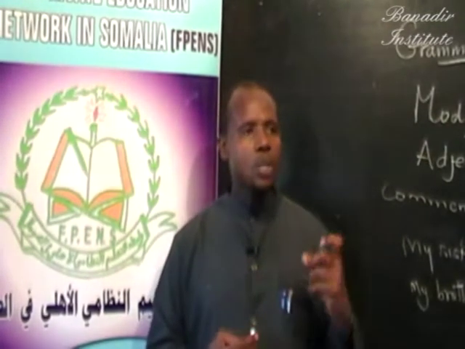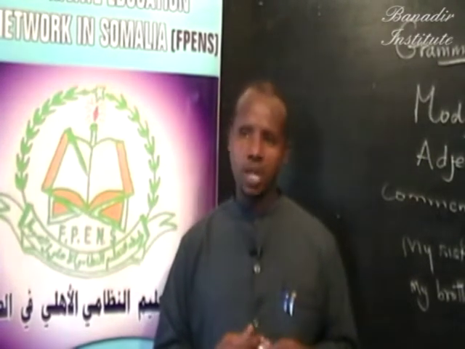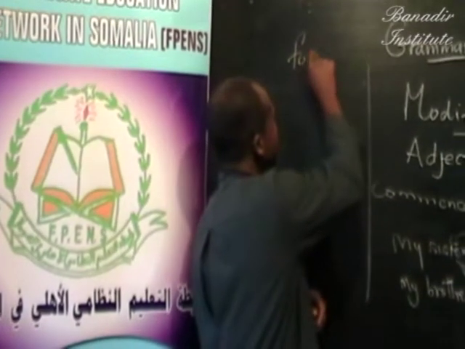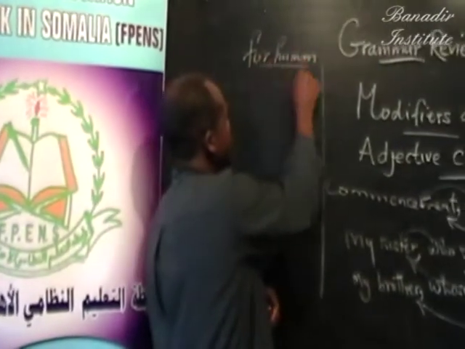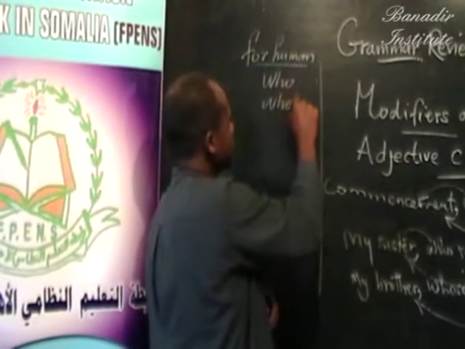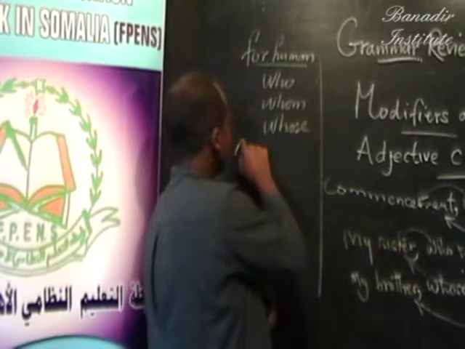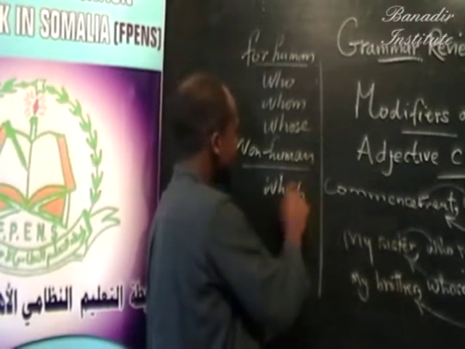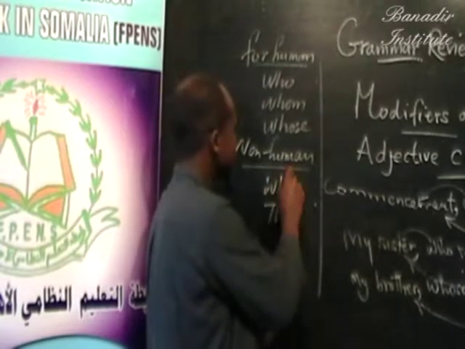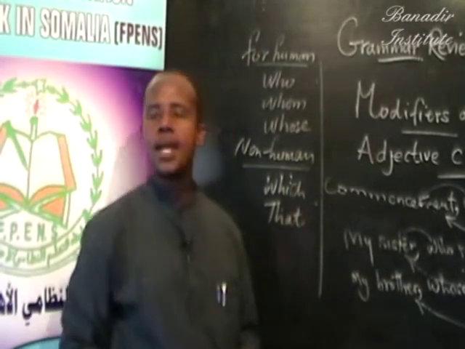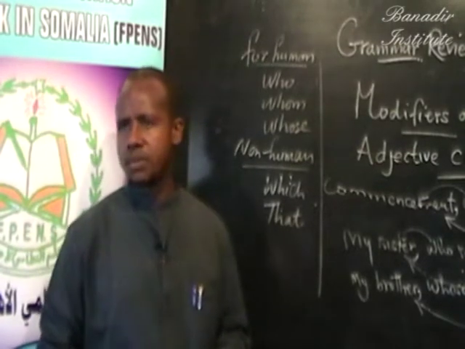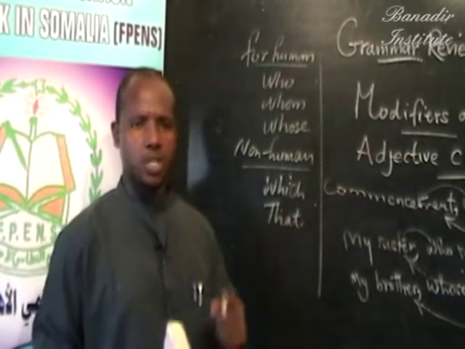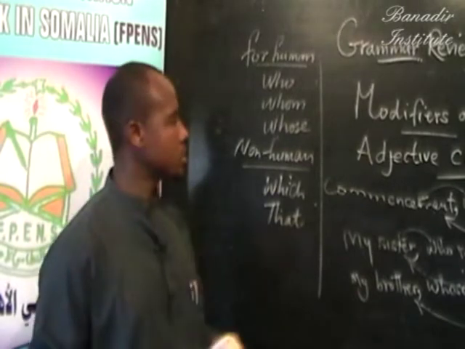All right. Now what we are going to use is relative pronouns. Normally you know that relative pronouns for humans we use who, whom, whose. For non-human we use which, that. So these relative pronouns are the primary source that we need to use when we want to make an adjective clause. For example, let me give you other examples.